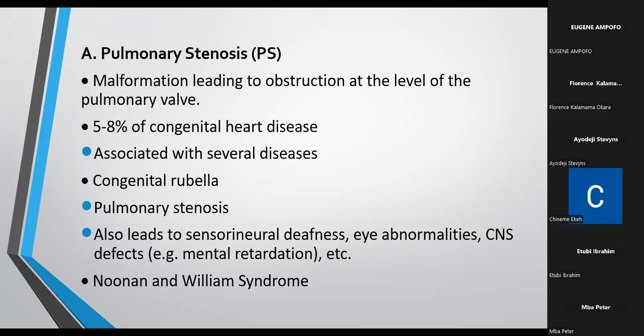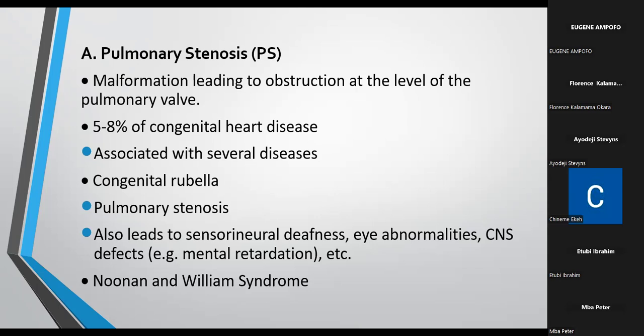It forms about 5 to 8% of congenital disease, and you could have some associated diseases like congenital rubella, in which the patient can present with pulmonary stenosis, sensorineural deafness, eye abnormalities, and they could also have mental retardation.